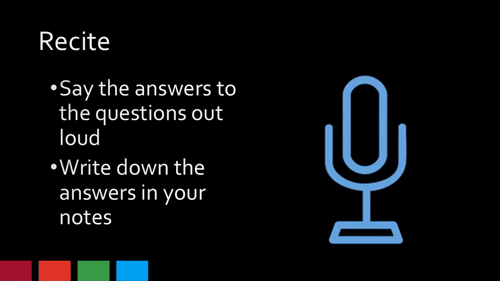The second R stands for recite. After reading each section, say the answer out loud. Now, write this down in your notes. This step helps you to summarize the material in your own words, which will support your learning and remembering. Explaining a concept in your own words demonstrates that you understand it.